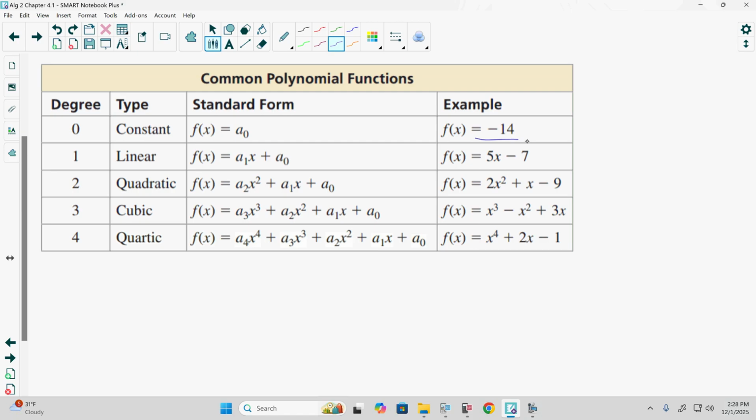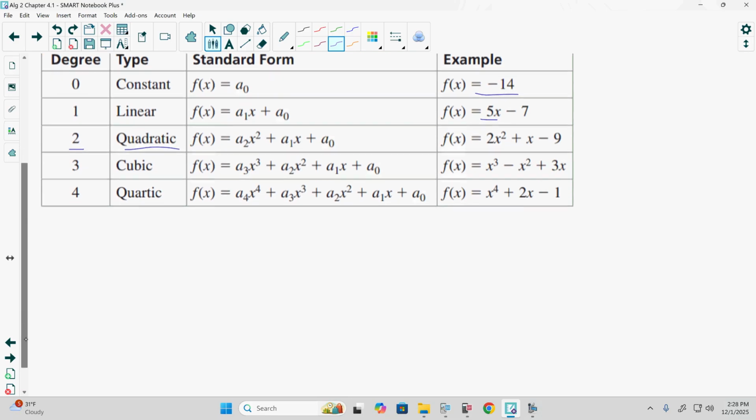If the degree is 1, such as 5x, not 5 to the x, but 5x, where x is the variable with the biggest exponent, the degree is 1, therefore it's a linear function. If the degree is 2, we consider it to be a quadratic. And that's what we did in Chapter 3 on. Really, Chapters 2 and 3 were both over quadratics.